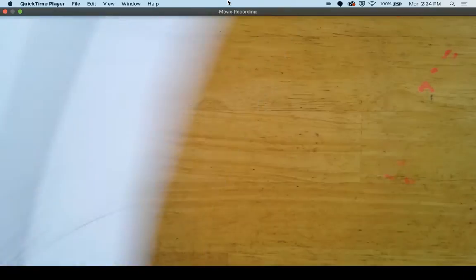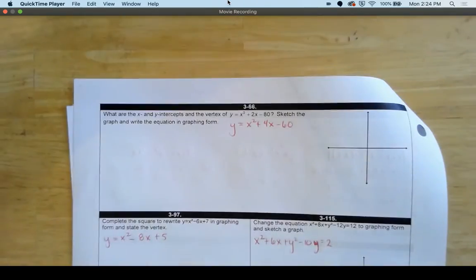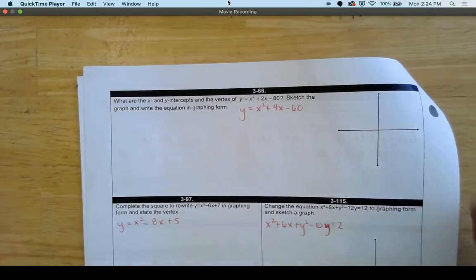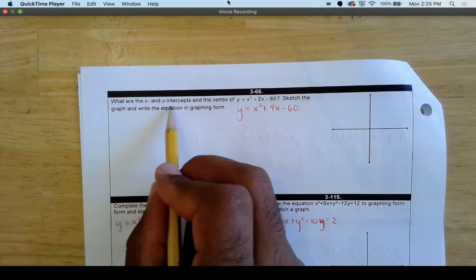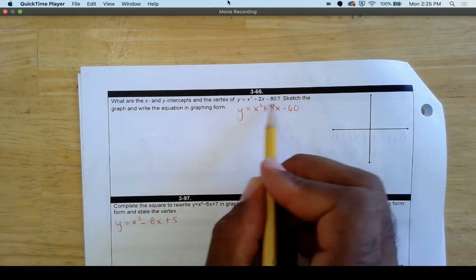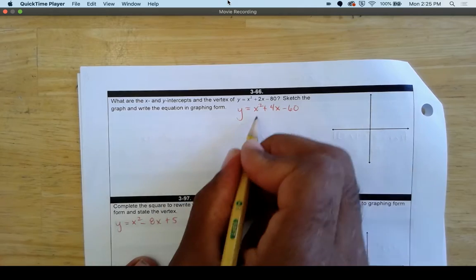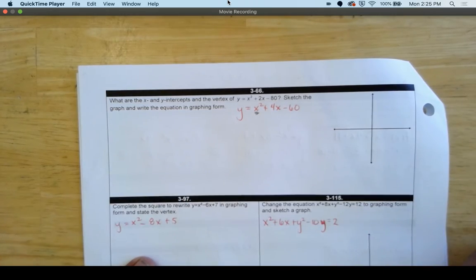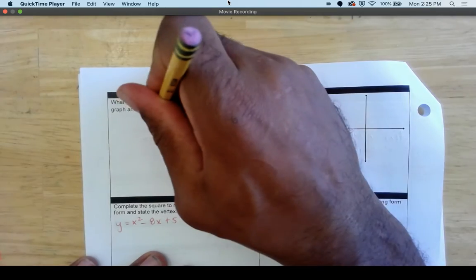Let's go back up. Okay, let's move ourselves up here. Okay, so now, again, same thing. It says, what are the x-intercepts and the y-intercepts and the vertex of this equation? Sketch the graph and write an equation in graphing form. So first of all, right away, notice that it is only x squared by itself. So that means parabola. So just keep note of that.